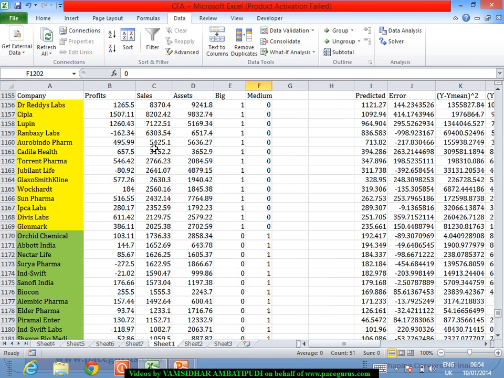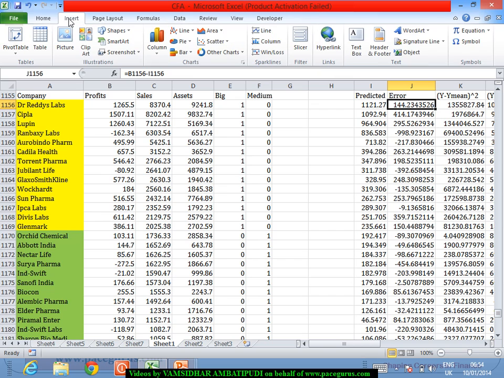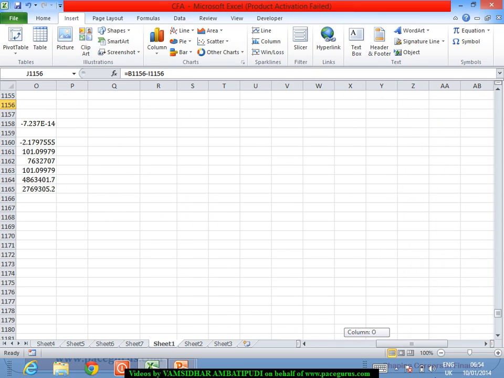Let me try out. In this data itself, these are my predicted values and these are my errors based on the first scenario, right? When I took only the sales and the assets, this was the predicted value and this was the error. So let me do one thing. Let me not include these two things here. What I can do is I'll take sales as the independent variable and error on the y-axis, and I'll take a scatter plot. Okay, I will insert a scatter plot here.